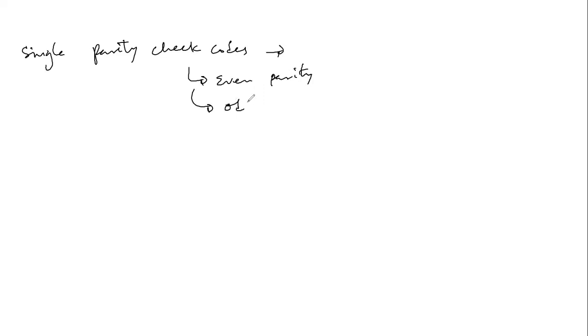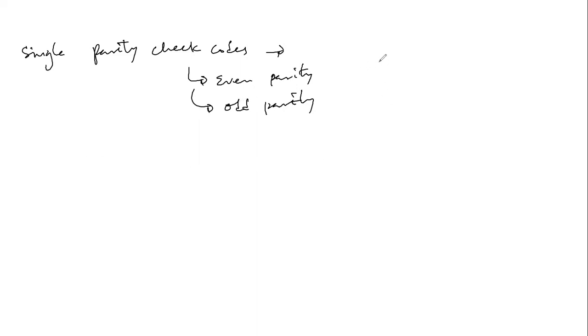Let us consider single parity check codes. This is a type of linear block code with the capability of detecting a single error by adding a single parity check bit to the data sequence. And it can either be even parity or odd parity, depending on the number of ones after adding the parity check bit.